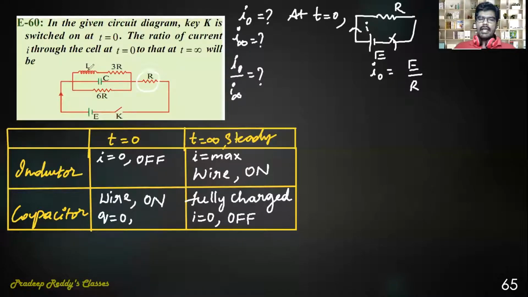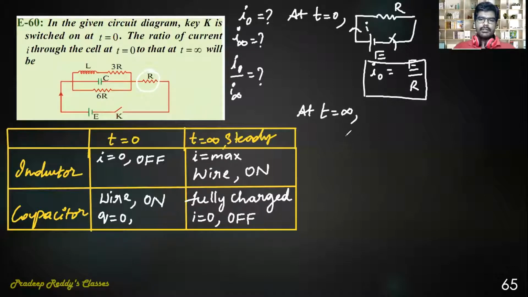As the inductor will act as a switched off wire, there will be no current into this 3R resistor. So that's what at time t is equal to 0, we got I0 is equal to E by R. At time t is equal to infinity, the inductor will act as a wire and the capacitor will act as a switched off circuit. Capacitor will not work and inductor will act as a wire.